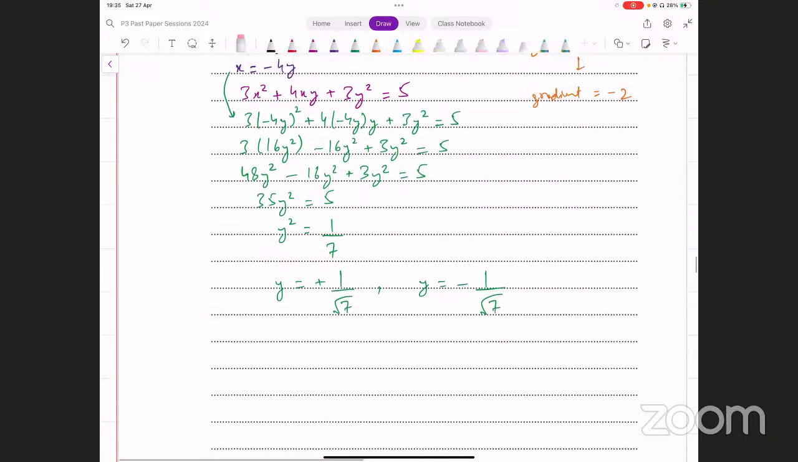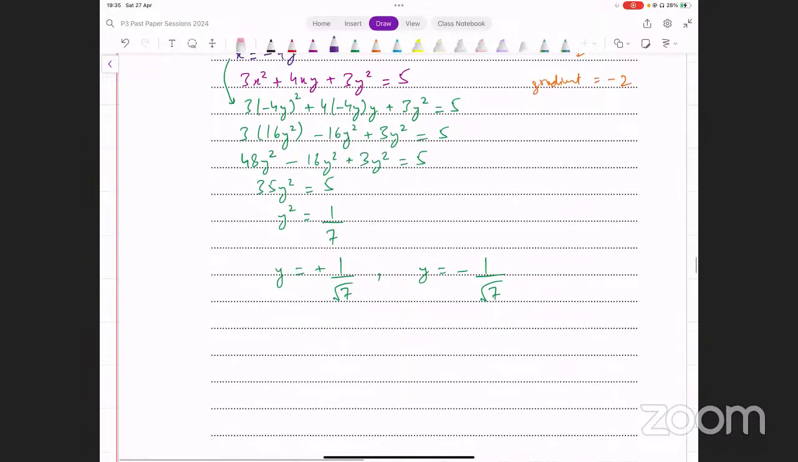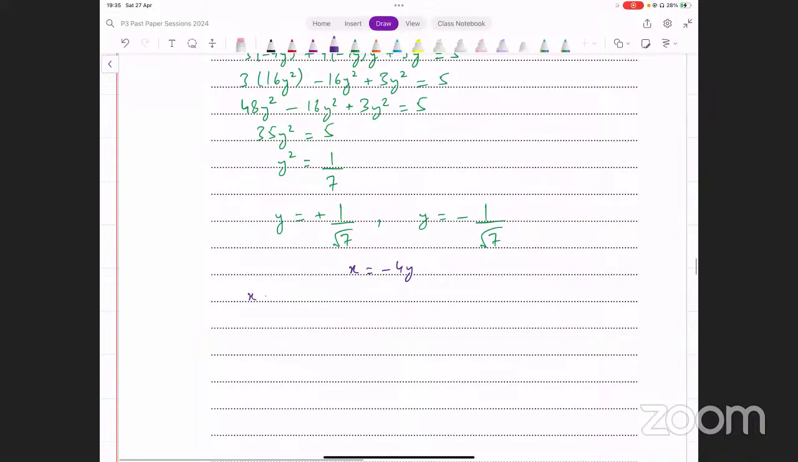And now, what about the corresponding values for x? Put them in this equation. Remember, x equals minus 4 times y. So x is going to be equal to minus 4 into 1 over under root 7. What do we get from that? Minus 4 over under root 7. Similarly, put the other value in the other equation, and that will give you minus 4 into minus 1 over square root of 7. And you get x equals 4 over square root of 7.